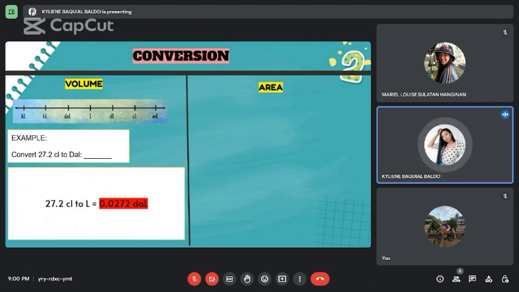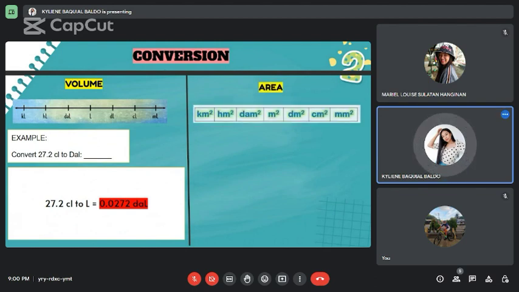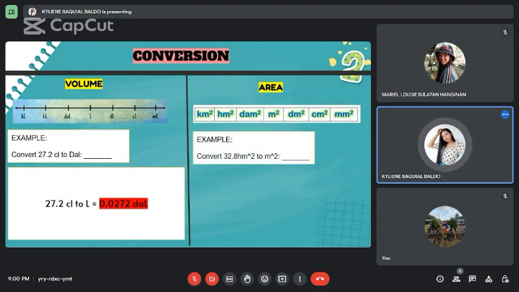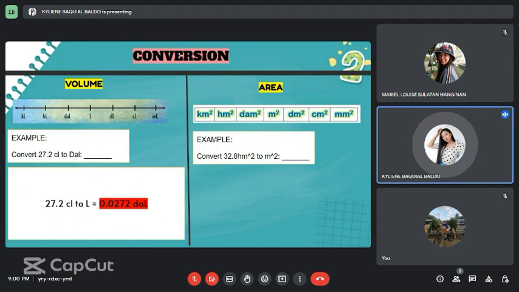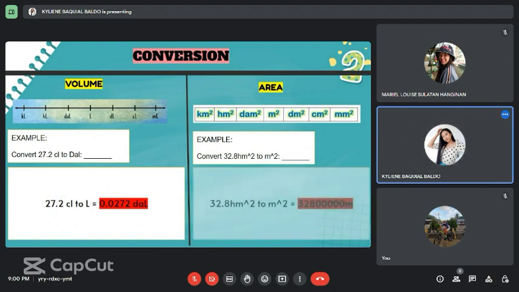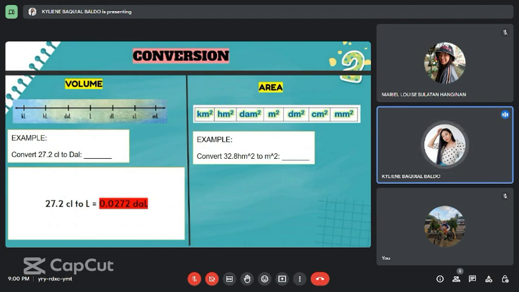Another one we have here is area. Here we can see the metric system of area with its units. How can we convert 32.8 hectometer squared to meter squared? Before I show you the answer, we'll first solve it.